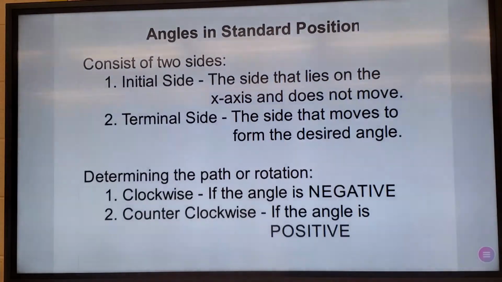Determining the path of rotation, you're going to go clockwise if I give the angle as a negative angle. Okay, you're going to move counterclockwise if the angle is given as a positive angle. Okay, think about it this way. If I go down or clockwise first, if I think about things as a downer, then I'm thinking negatively. Okay, and if I think on the opposite there, if I think up, then I think positive.